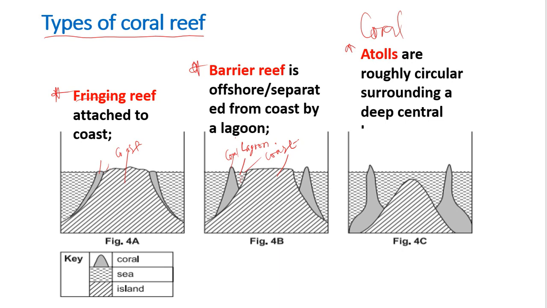Then we have the coral atoll. A coral atoll is roughly circular, surrounding a deep central lagoon. If you look at this in a 3D format, you find that you just have the water in a circular form here. It's roughly circular, but you will not see the island.